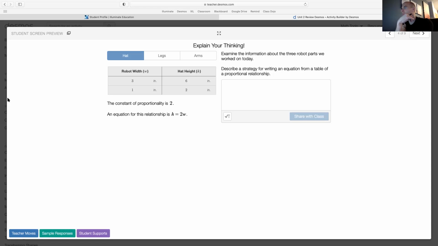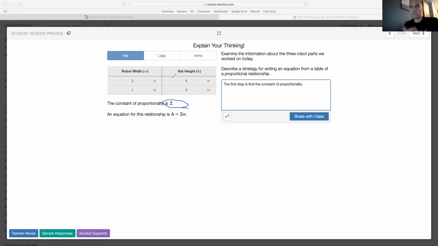Now it says describe a strategy for writing an equation from a table of a proportional relationship. Okay, well, I know the very first step, I always tell my students, the first step is find the constant of proportionality. You need that number for almost everything we're doing every time. Just get it off the bat. And look, that's what they've essentially done here in the example, right? First thing they did was find that 2.